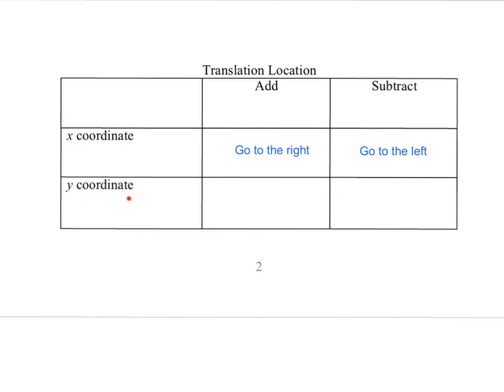Now with our y coordinate, we add when our direction goes up. So when the y goes up, we add to the coordinate. We subtract from the y coordinate when the direction goes down. So we subtract from our y coordinate when it goes down.